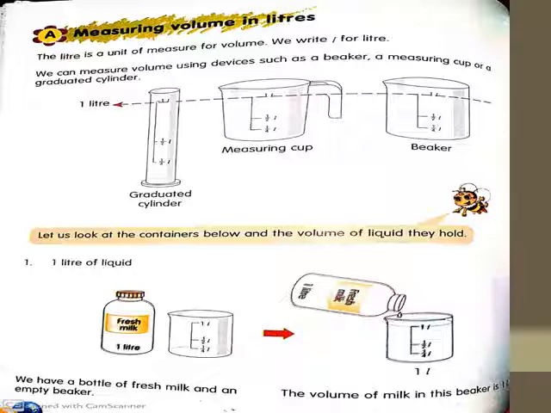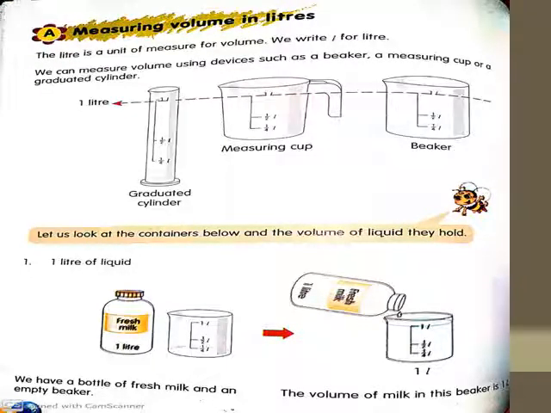So let's look at the containers below and the volume of the liquid they hold. So we have fresh milk, and it's written that it is 1 liter. We will check whether it is 1 liter or not in the beaker. So we are putting this milk into the beaker. When I put this milk into this beaker, I see that it is full up to 1 liter. So that means it is 1 liter. So I will say the volume of milk in this beaker is 1 liter.